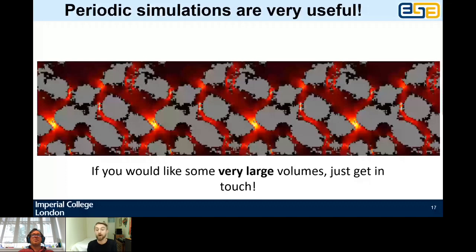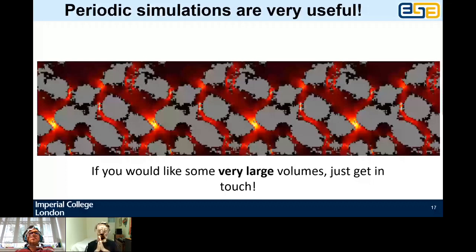If you would like some very large volumes for your simulations, if you're planning to do some simulations and only have a small amount of tomographic data or in silico generated synthetic data, and you would like a very large data set to try and make your volume representative for your simulations, get in touch. We can sort you out with some. And when I say very large, I suspect you can't see this animation, but I do mean very large.